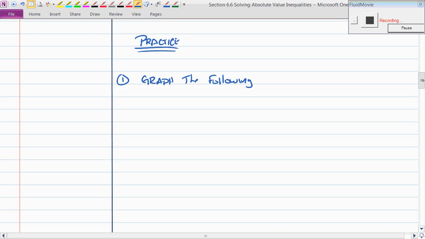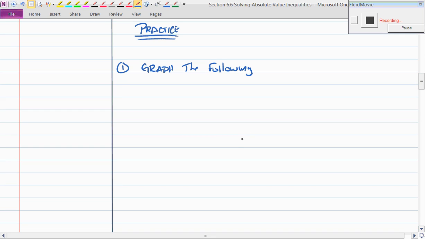And I'll move it down so that everybody can see. Graph the following. Let's graph the absolute value of y is greater than. Okay, hopefully you've had a little chance to work this out. If not, just pause it right now and come check the answer when you're done.